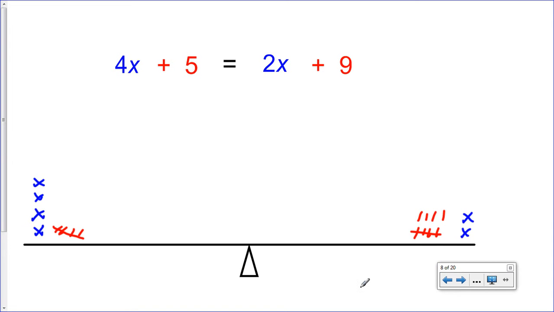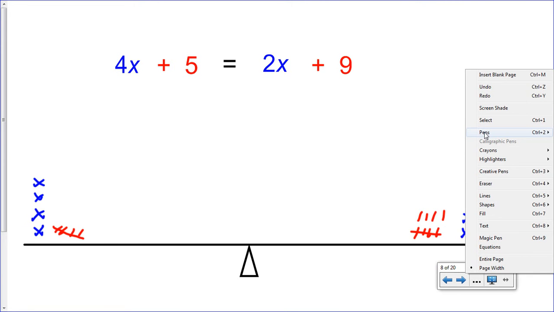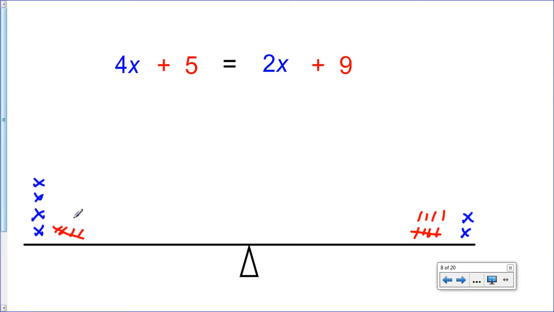Now we could have done this instead. We could have decided to cancel out these four positive x's. How would we do that? We'd have to add four negative x's. Negative x, negative x, negative x, negative x. Probably should have done that on the other side. I will make it a little bit neater. Negative x, negative x, negative x, and negative x. But if I'm going to do that on the left side, I've got to do it on the right side as well. 1, 2, 3, 4.